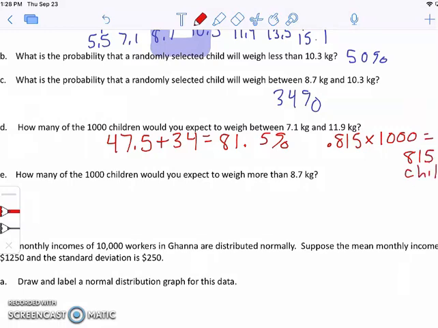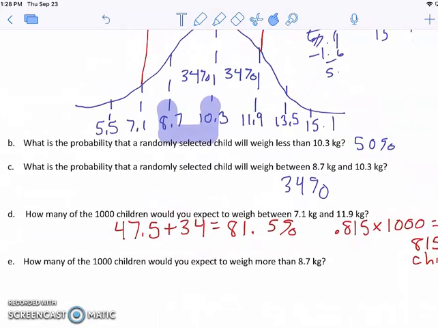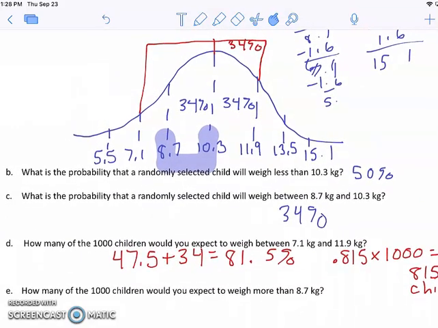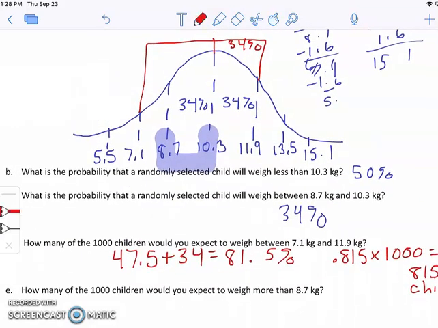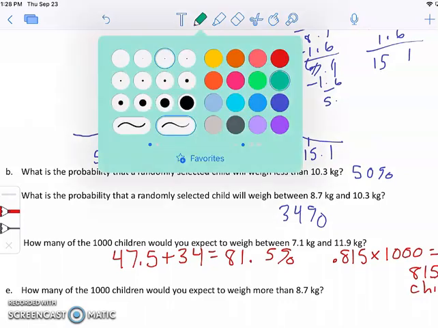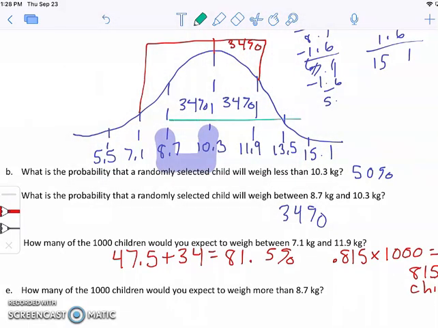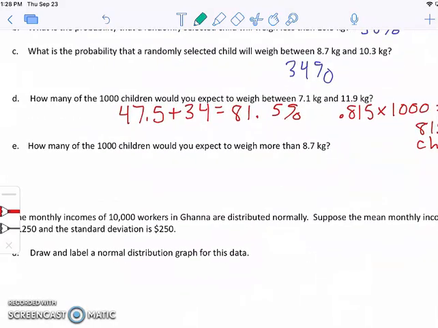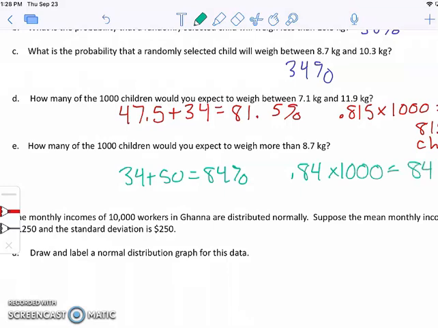And the last one: how many would you expect to weigh more than 8.7? More than 8.7 would be from here on up. We know this chunk is 34, and on up is 50 from that half. So 34 plus 50 is 84%. So 0.84 times 1,000 would be 840.